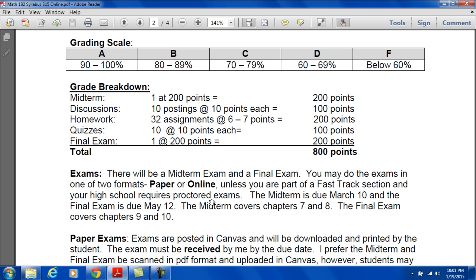Okay, the midterm is due March 10th and the final exam is due May 12th. The midterm covers chapters 7 and 8. The final exam covers chapters 9 and 10.